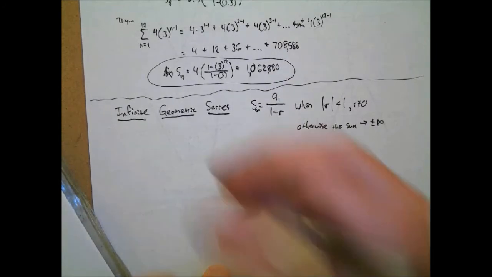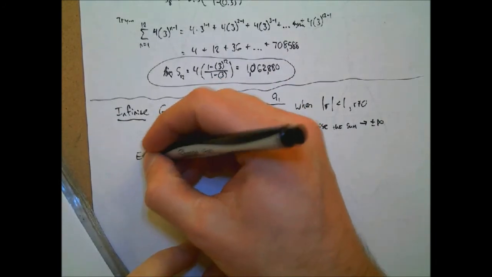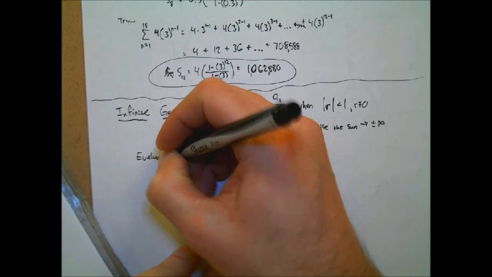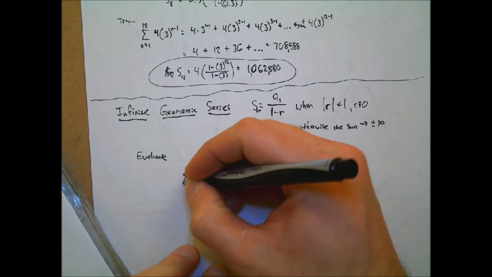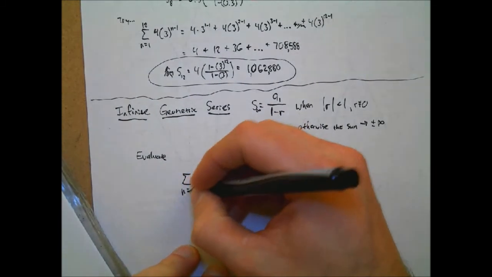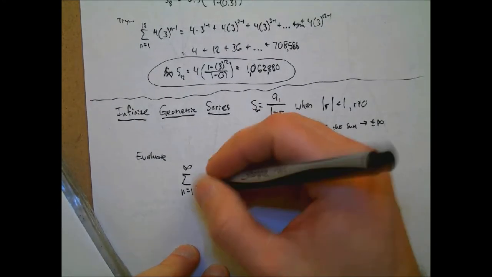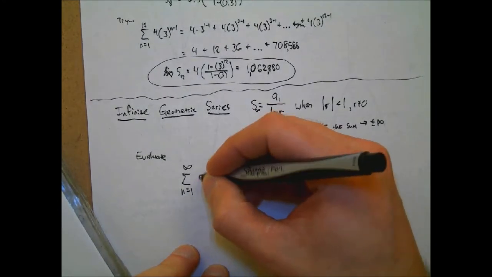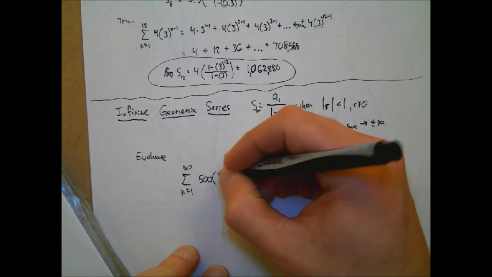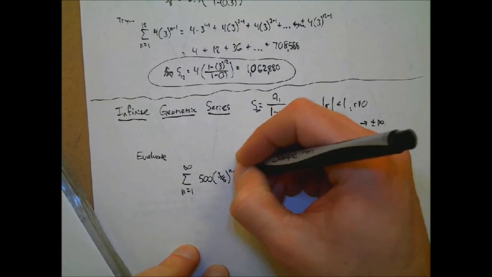All right, so let's evaluate, just as an example here, the sum from n equals 1 to infinity of 500 times (3/5) to the n minus 1.